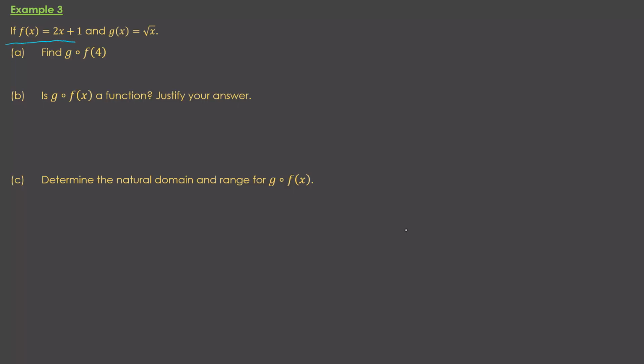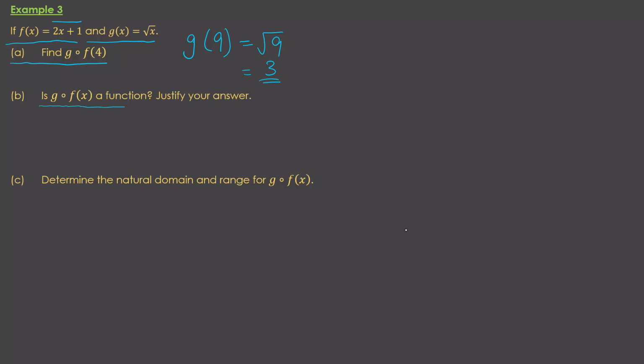If f of x is 2x plus 1 and g of x is root x, we want to find g of f of 4. So that's going to be g of, let's put 4 into f, and then that's 2 times 4 is 8, add 1 is 9. And g is the square root function, so that's the square root of 9, giving us 3.